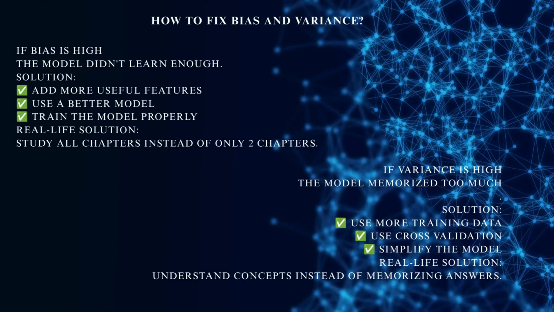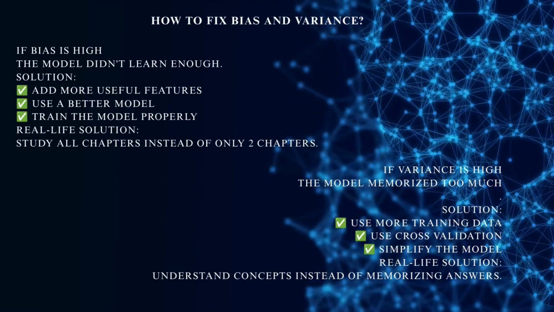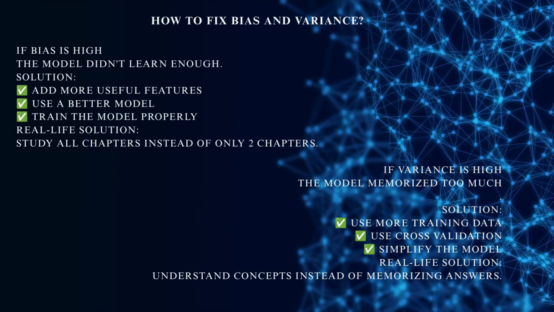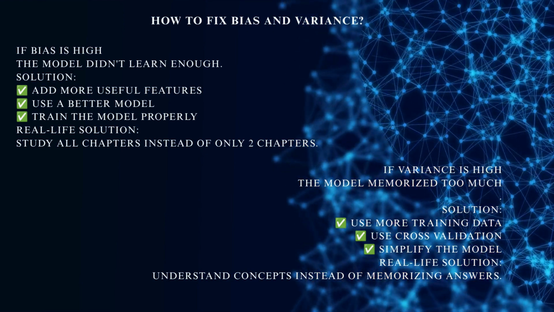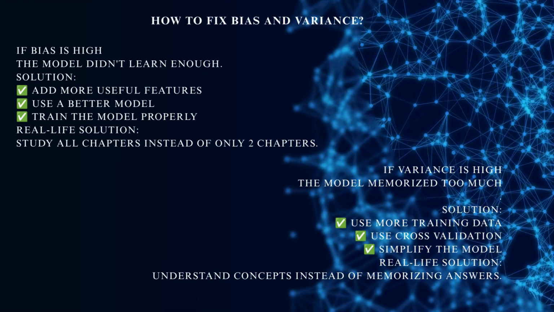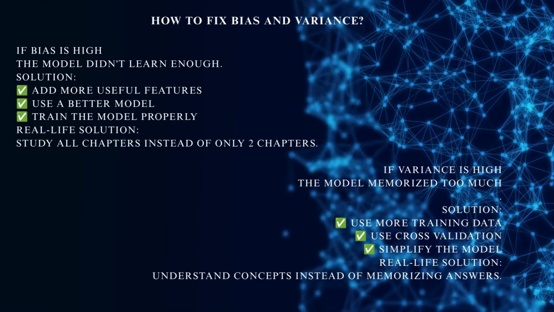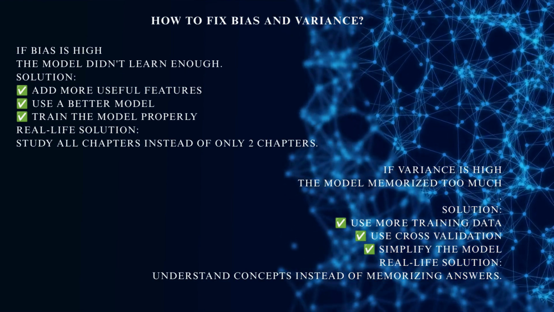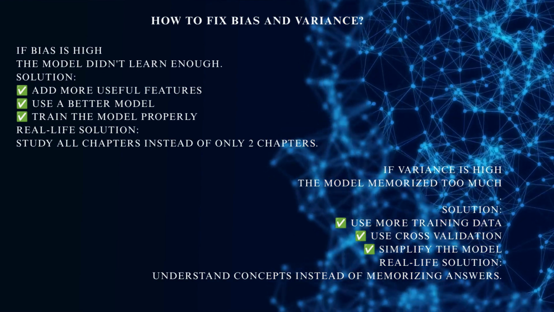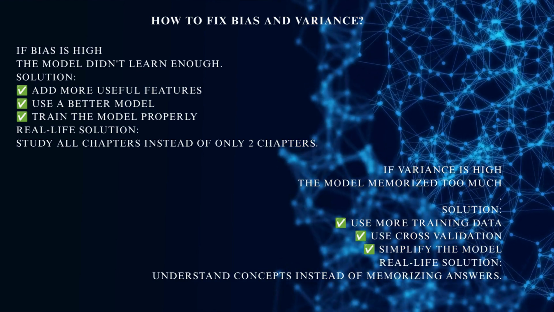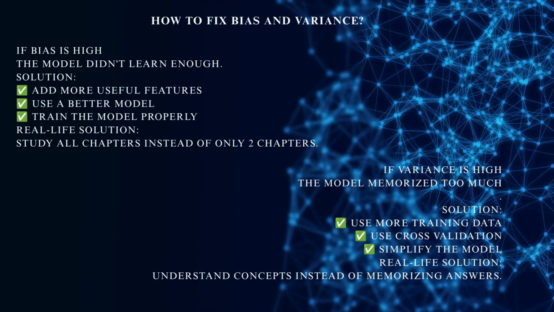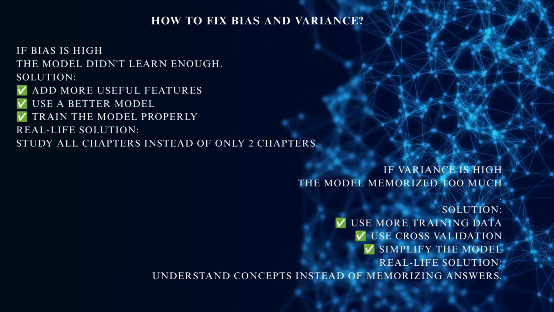How to fix bias and variance? If bias is high, the model didn't learn enough. Solution: add more useful features. Use a better model. Train the model properly. Real life solution: study all chapters instead of only 2 chapters. If variance is high, the model memorized too much. Solution: use more training data. Use cross-validation. Simplify the model. Real life solution: understand concepts instead of memorizing answers.